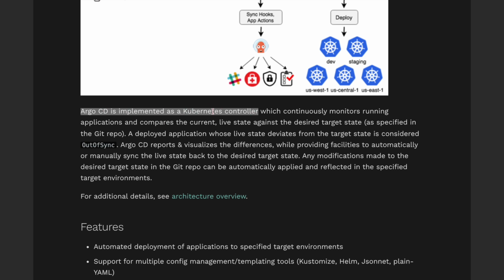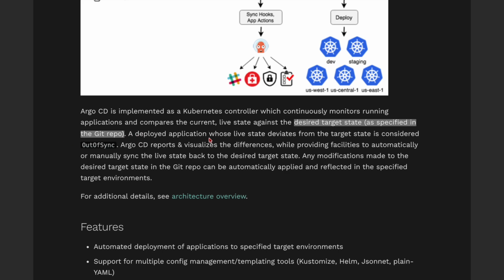Argo CD is implemented as a Kubernetes controller, which continuously monitors running applications and compares the current live state against the desired target state as specified in the Git repo. So Git is the single source of truth. In Git, we define the target that we want to achieve. And this is the work of the Kubernetes controller, because it is implemented as a Kubernetes controller, to compare the state and sync the changes.